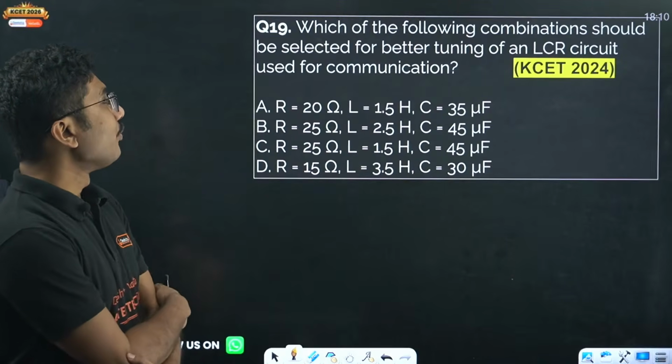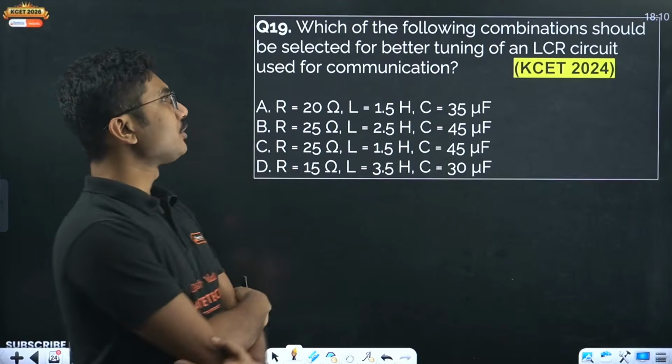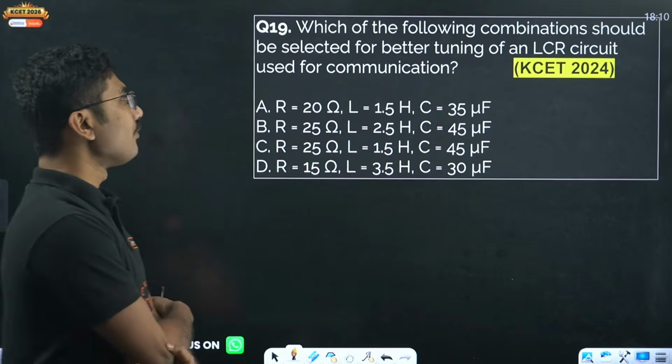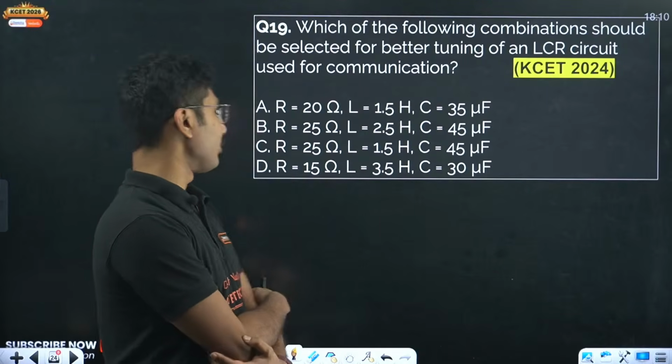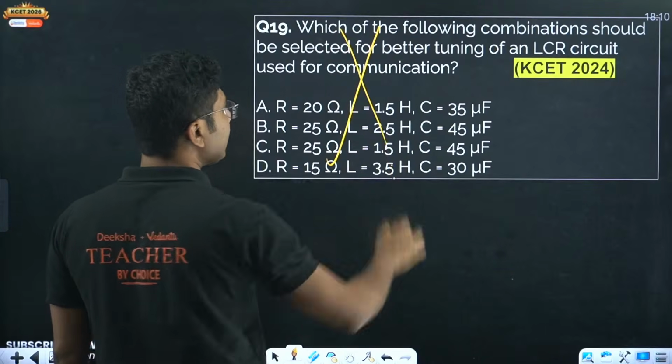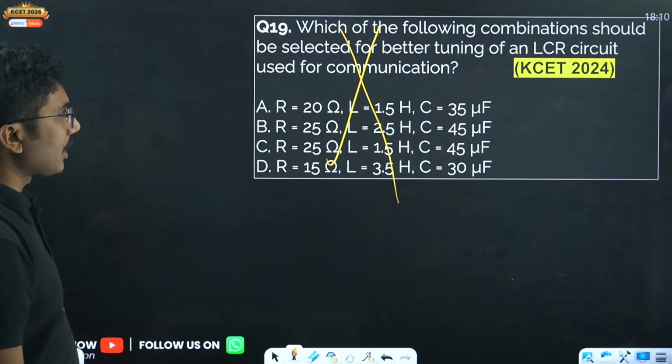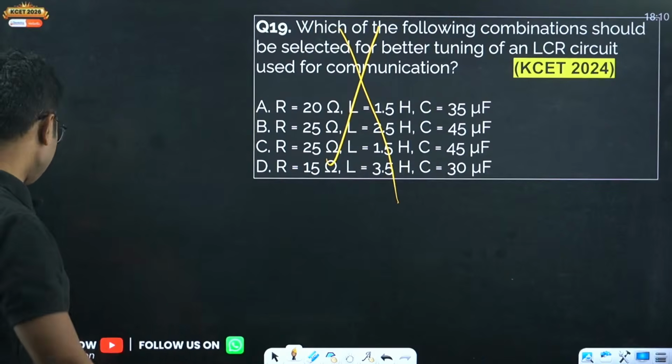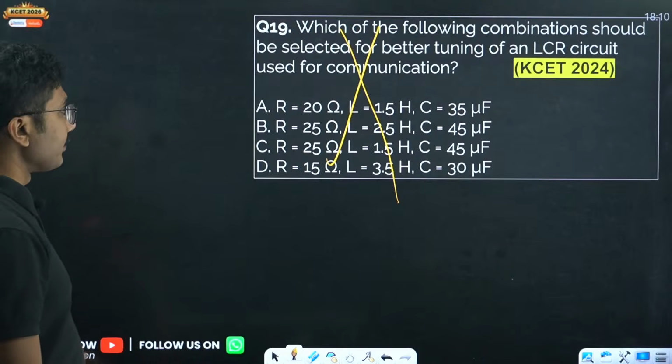Which of the following combinations should be selected for better tuning? Oh, this question is out of syllabus, sorry. This question is based on Q factor. Q factor is not part of the syllabus, so this is an out of syllabus question, sorry.